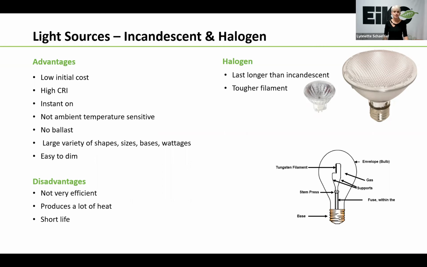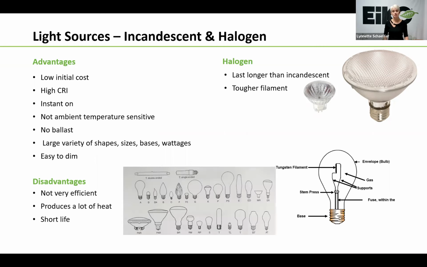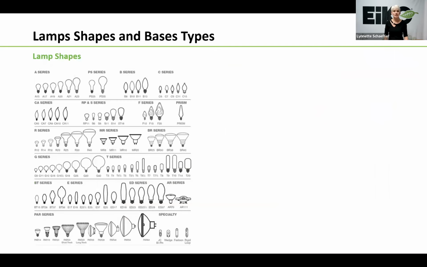So as I mentioned, incandescents and halogen lamps come in many shapes and sizes. So as you can see from this chart, anytime you're replacing a traditional incandescent or halogen lamp, it's important to ensure the LED lamp will fit into the existing fixture and that the base is also correct. So let's talk about these different lamps and shapes and bases.